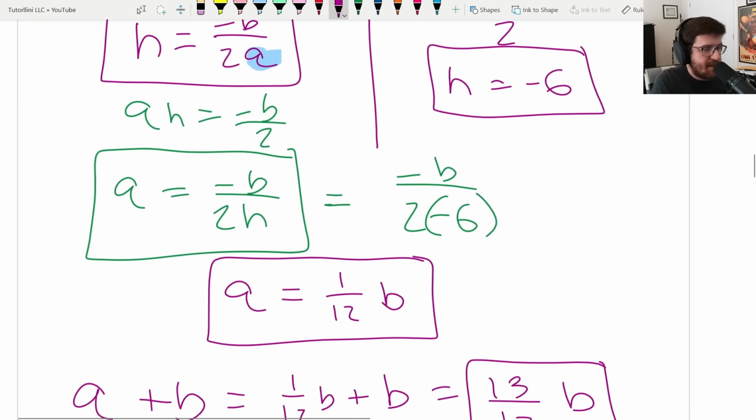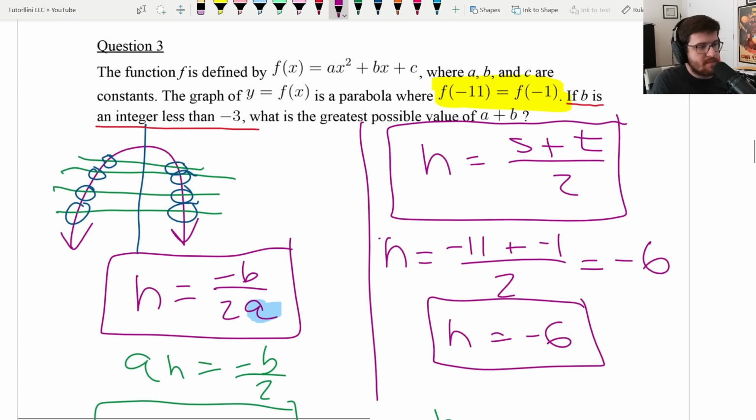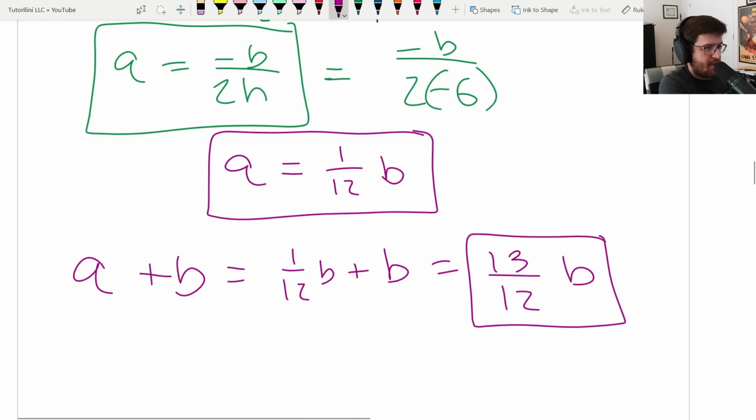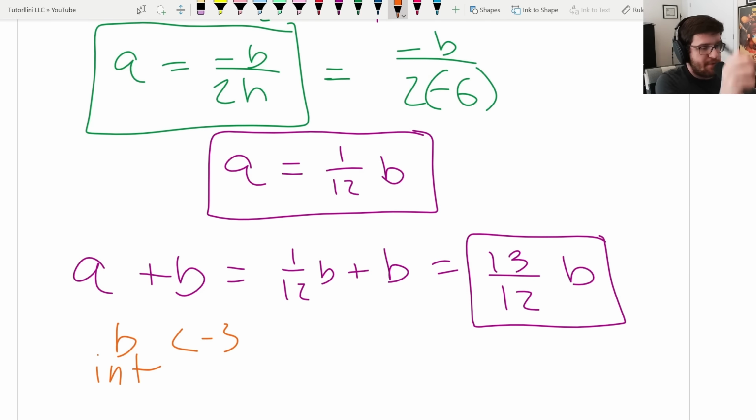It says b is an integer less than negative 3. What's the greatest possible value? Okay, so b is an integer less than negative 3. If I make it negative 4, negative 5, negative 6, because 13/12 is positive, it's just going to keep getting smaller. A positive times a negative is negative. It's just going to keep getting smaller.